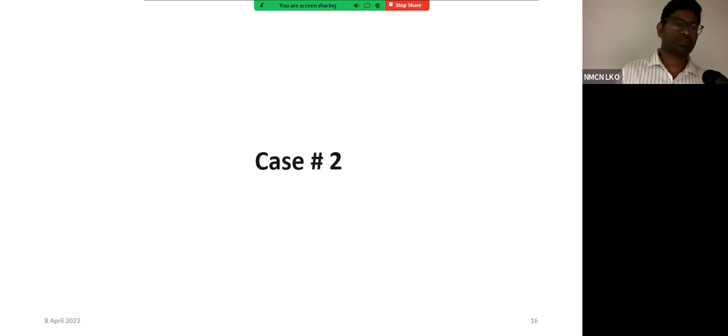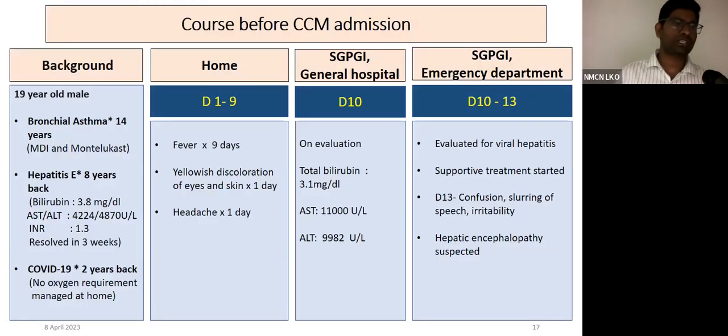The second case was a 19-year-old male, a known case of bronchial asthma with a past history of hepatitis C and COVID-19, who presented to the hospital with complaints of fever, yellowish discoloration of the skin and eyes, and headache. On evaluation on day 10 in the SGPGIMS General Hospital, the patient had elevated bilirubin and severe transaminitis. On the same day, the patient was admitted to the SGPGIMS emergency department and evaluated for viral hepatitis, and supportive treatment was initiated.